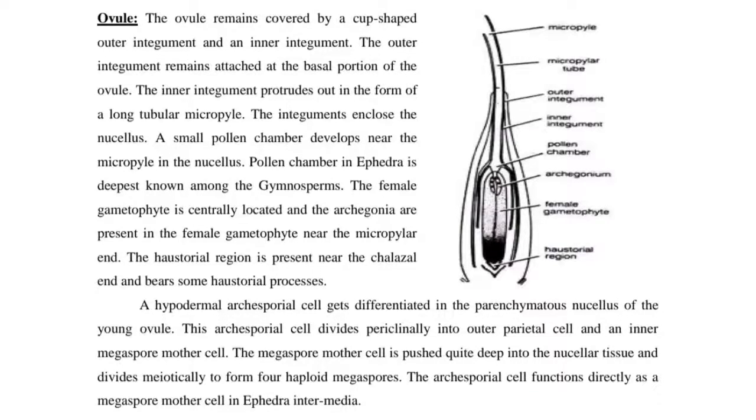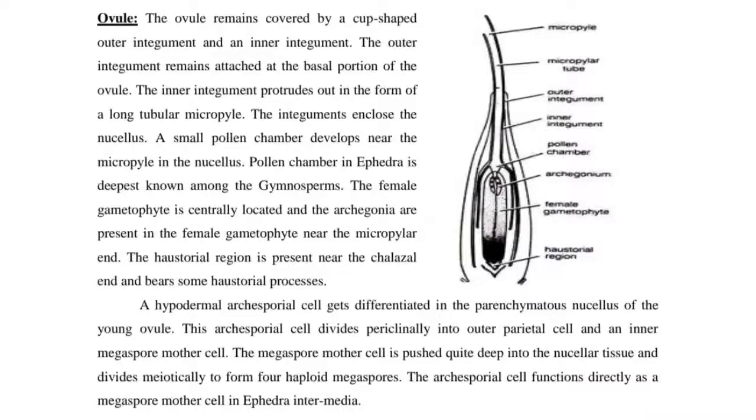The outer integument remains attached at the basal portion of the ovule. The inner integument protrudes out in the form of a long tubular micropyle. The integuments enclose the nucellus. A small pollen chamber develops near the micropyle in the nucellus. Pollen chamber in Ephedra is deepest known among the gymnosperms.